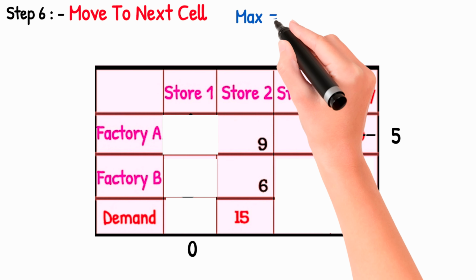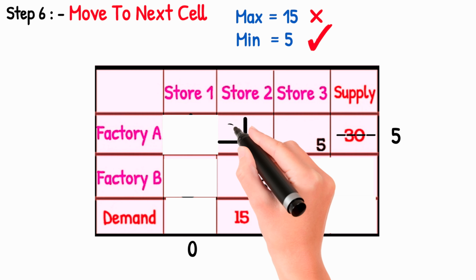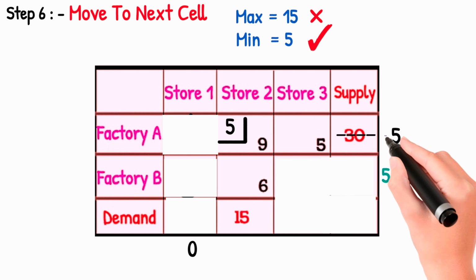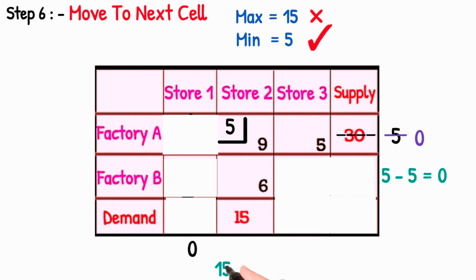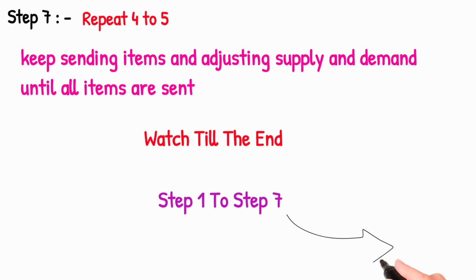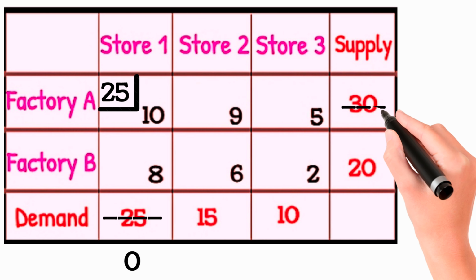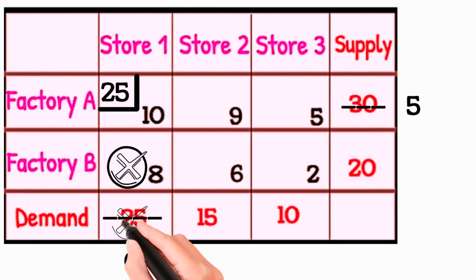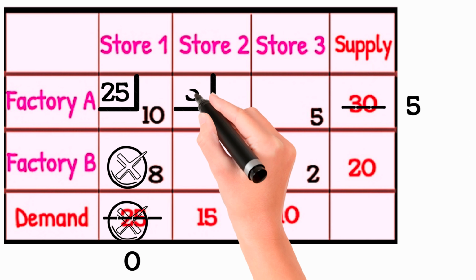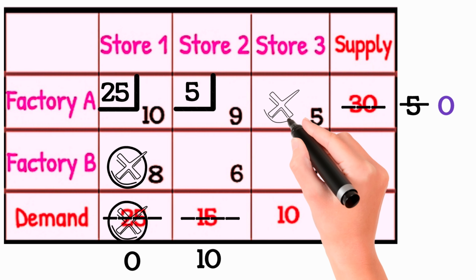Step 6. Look at the next cell to the right. If you are at the end of the row, move down to the next row. Step 7. Let's create a table to clarify. In this framework, you can set up the equation to minimize cost while meeting supply, demand and constraints. This helps businesses decide the most efficient way to transport goods.